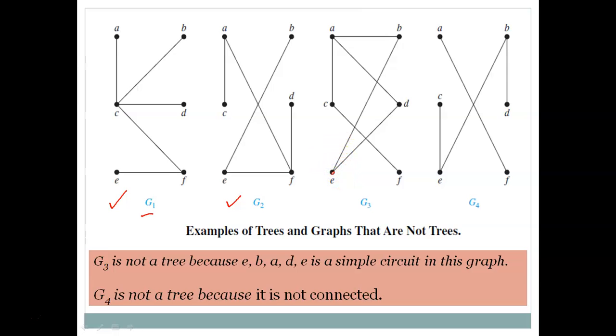Suppose you start from E, then you go to D, then D to A, A to B, and then again you can return to E. So that is why this part is forming a circuit. So I can say this graph is not circuit free. So this graph is not a tree.